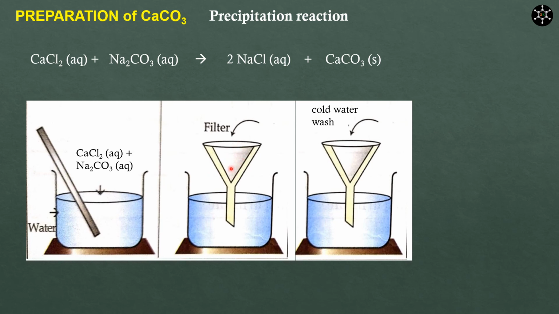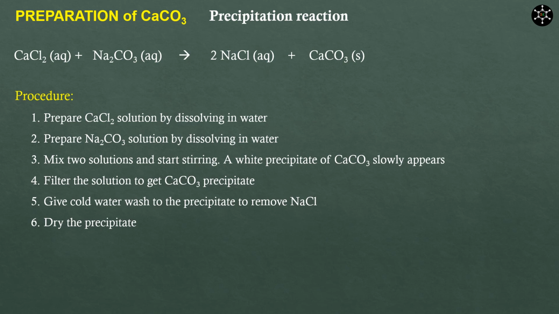We will get calcium carbonate white precipitate on this filter paper. To remove the trapped sodium chloride in this calcium carbonate precipitate, we need to repeatedly wash this precipitate with cold water. After that, we just need to dry this precipitate to get calcium carbonate. You can go through the procedure here.